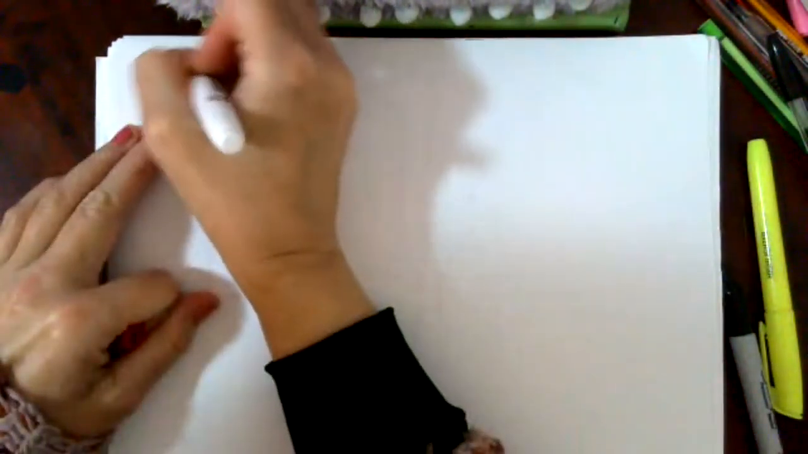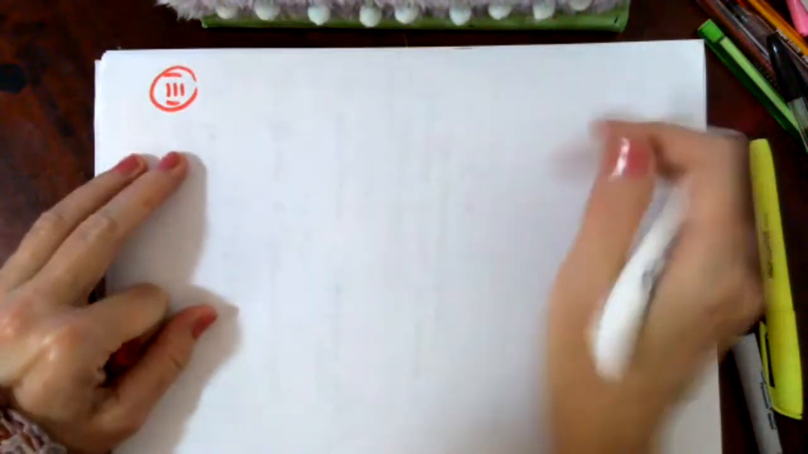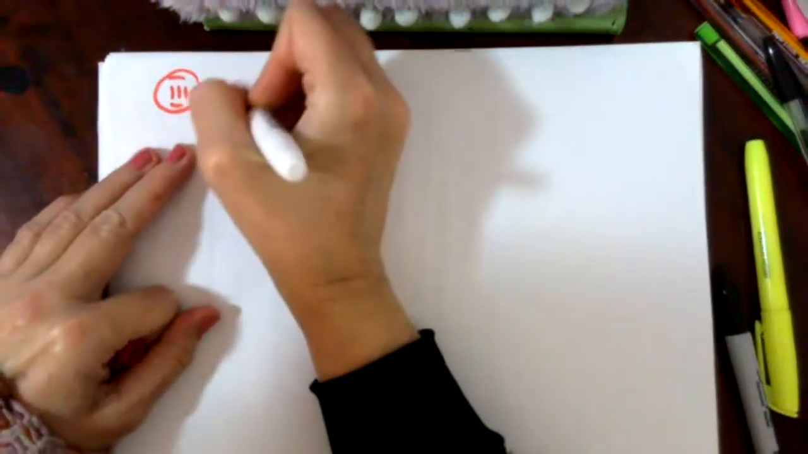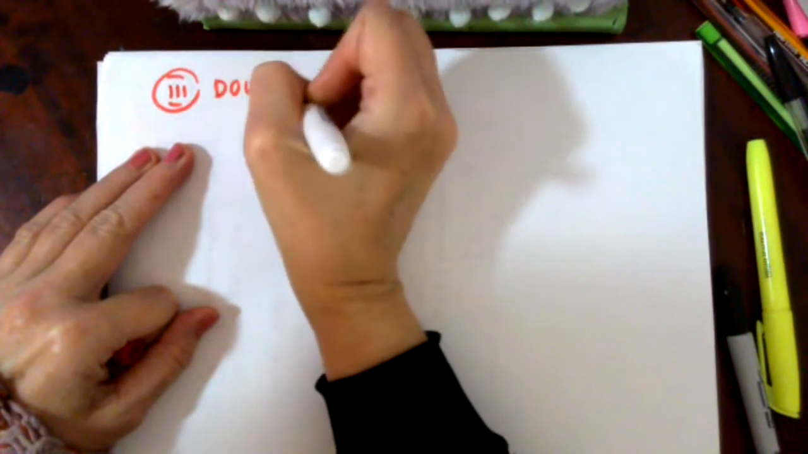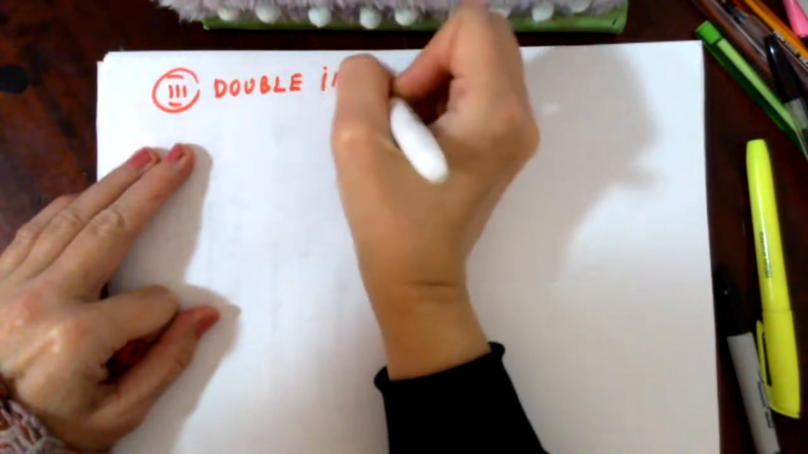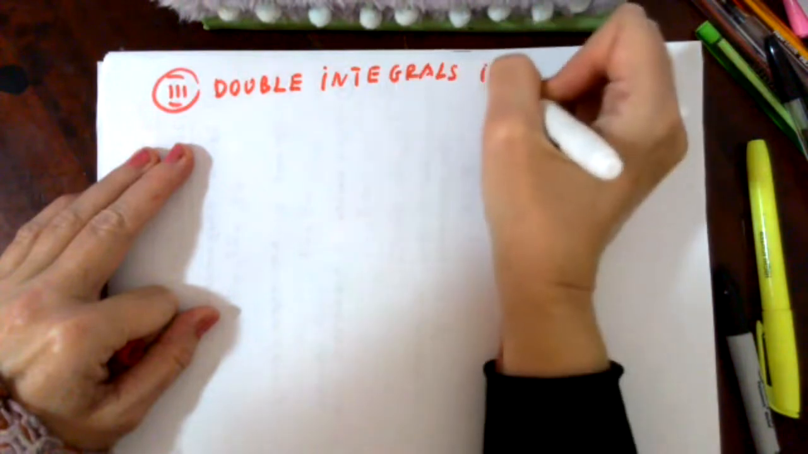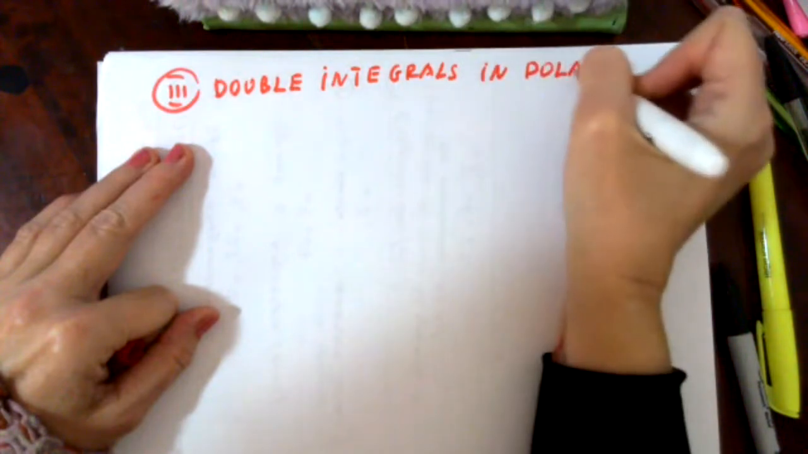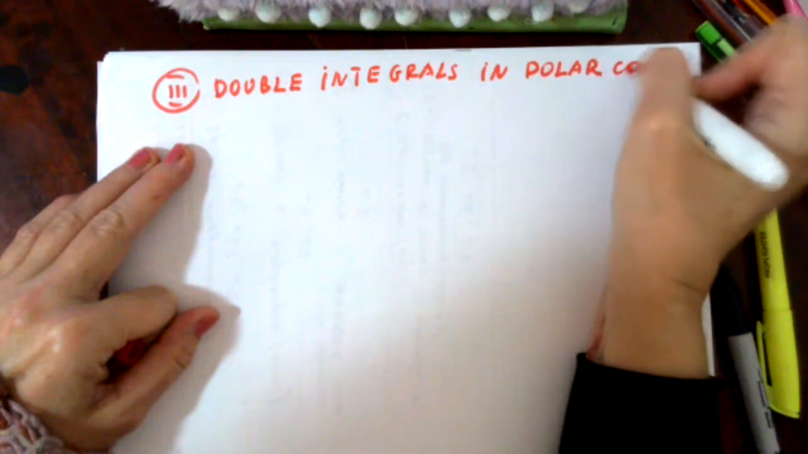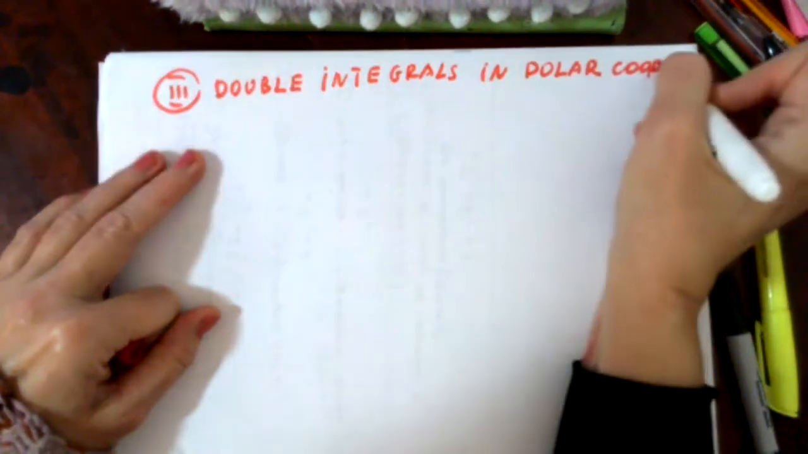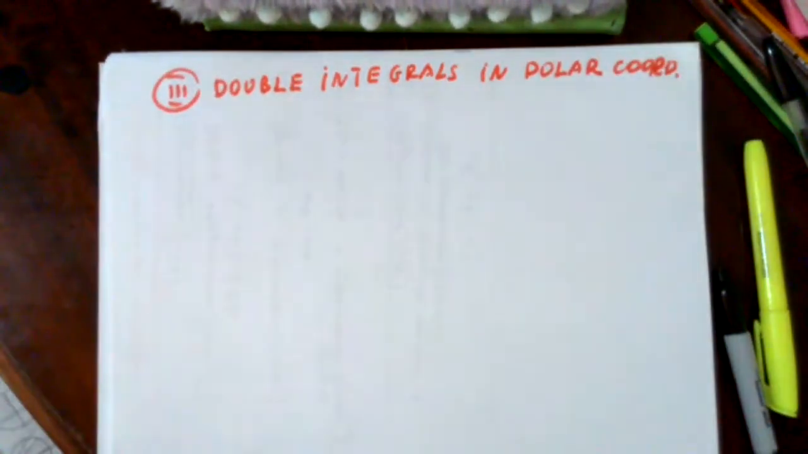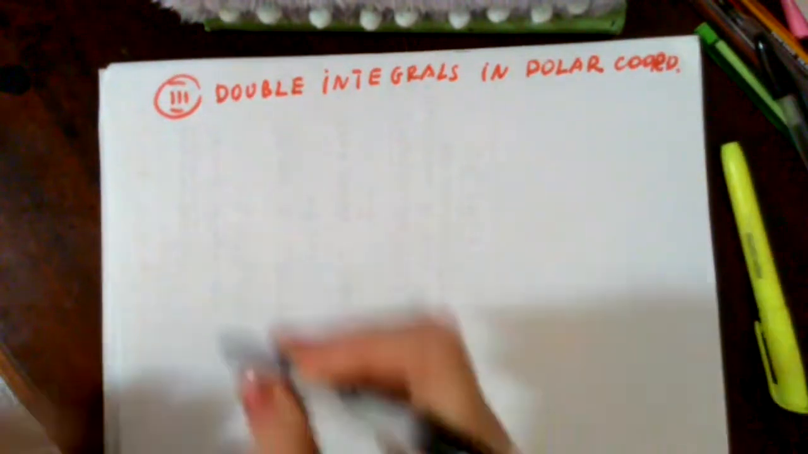And now we are ready to start talking about double integrals as well. So let's write it like a third topic, and let's call it double integrals in the polar coordinate system. Okay, I'm running out of space. It doesn't matter. Okay, so what do we have?